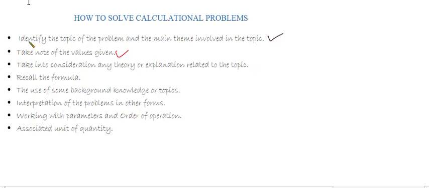So in that kind of scenario, the value of g, our acceleration due to gravity, would be negative, which is minus 10 meters per second squared. So if you're going to do any problem related to that, you have to take into consideration any theory or explanation related to the topic. If you don't use this negative value of acceleration due to gravity because you're going in an upward direction vertically, you're going to get the wrong answer.